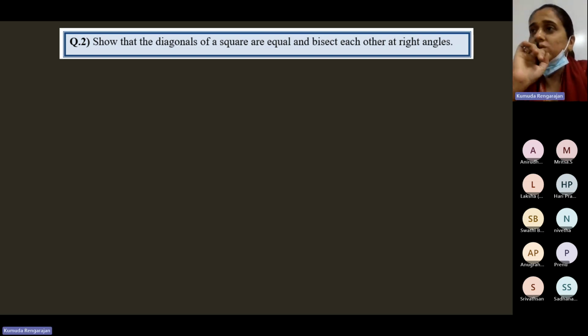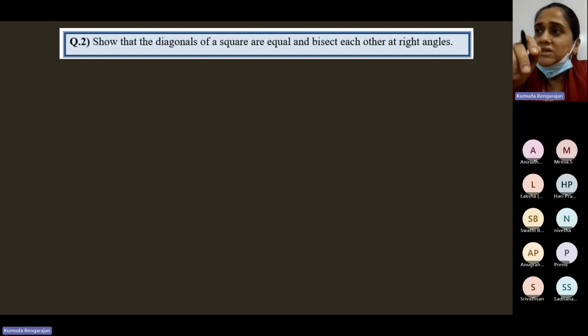A square is a parallelogram. In a parallelogram, diagonals bisect each other. That's a property of a parallelogram. So in a square also, the diagonals bisect each other. Now, diagonals are equal, you'll have to prove.